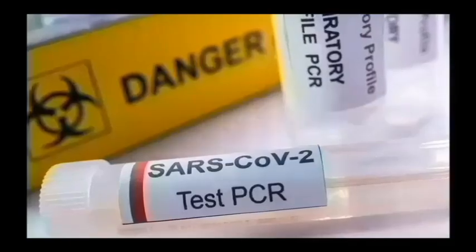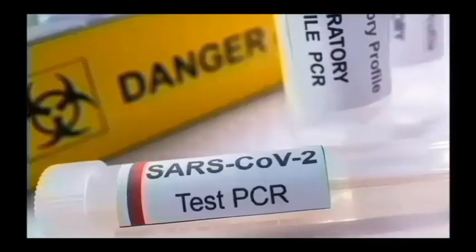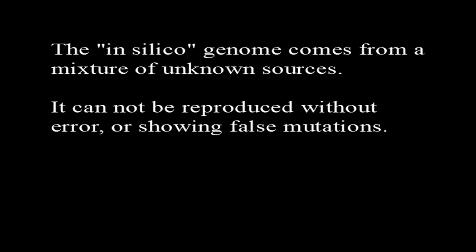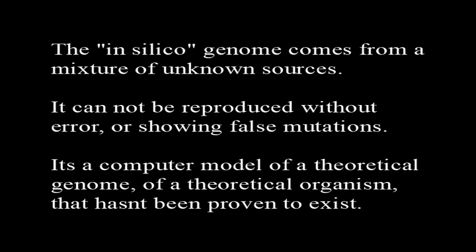As for the PCR test for COVID, they didn't use a sequence for the COVID virus. They used a sequence from the SARS-CoV-1 virus. In conclusion, the in silico genome comes from a mixture of unknown sources. It cannot be reproduced without error or showing false mutations. It's a computer model of a theoretical genome of a theoretical organism that hasn't been proven to exist.